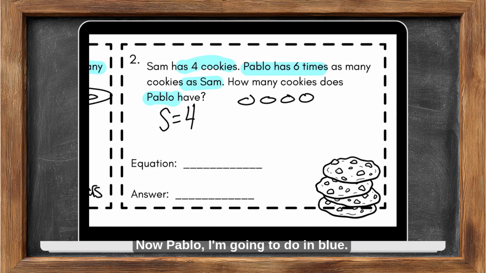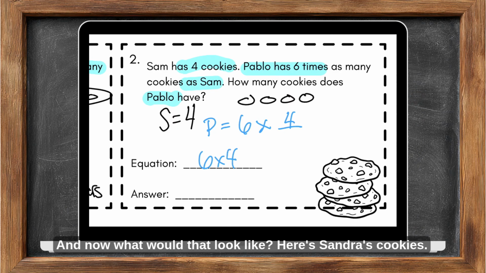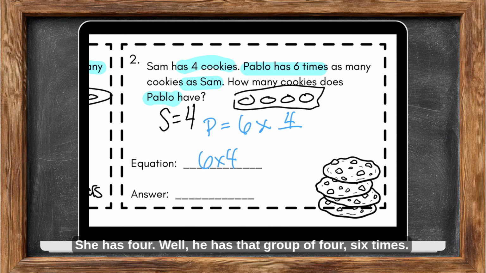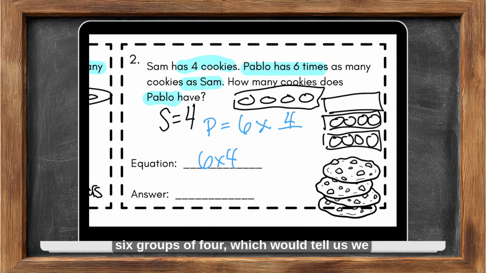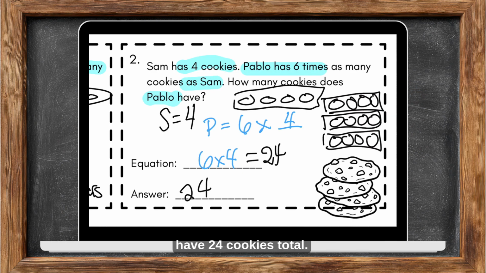Okay, now Pablo, I'm going to do in blue. Pablo has 6 times as many cookies as Sam, which we know she has 4. So our equation would be 6 times 4. And now what would that look like? Here's Sam's cookies. She has 4. Well, he has that group of 4 6 times. So 1, 2, 3, 4, and we would make 6 groups of 4, which would tell us we have 24 cookies total. So the answer is 24.